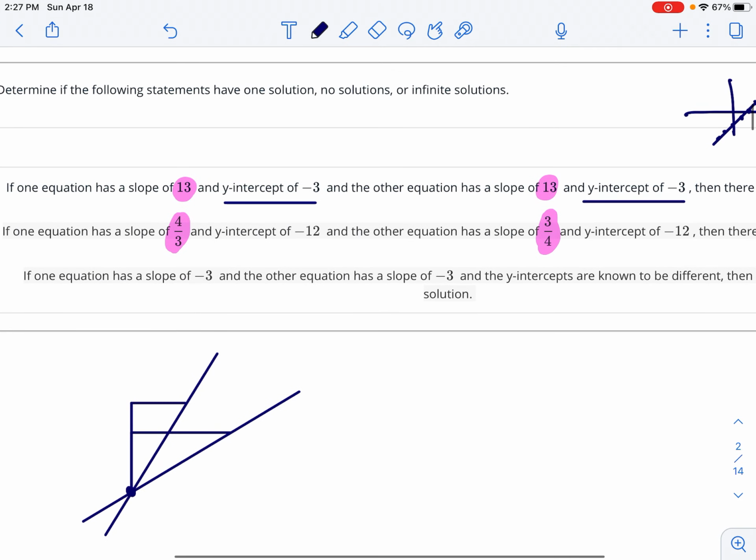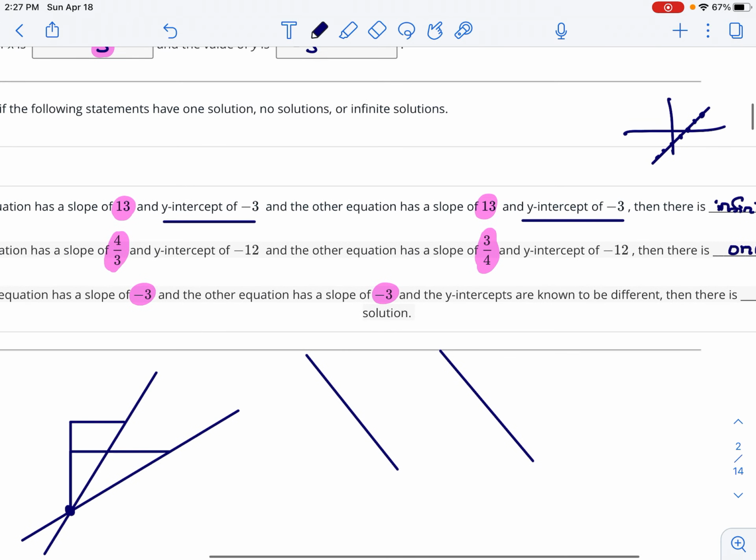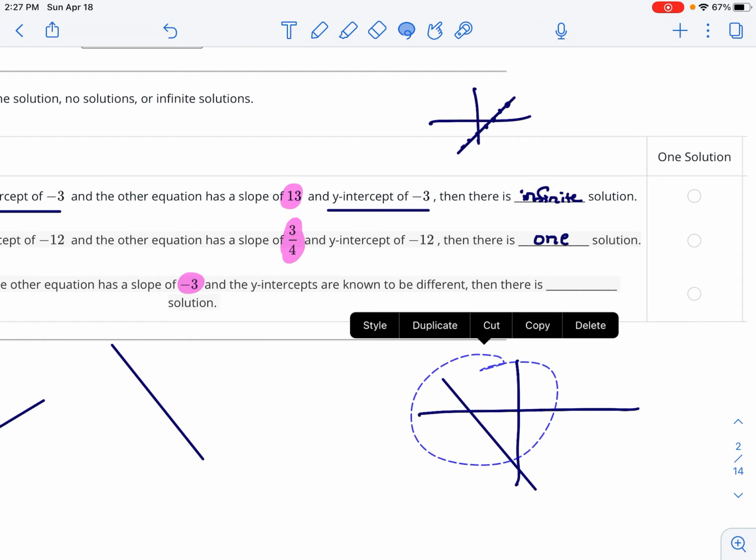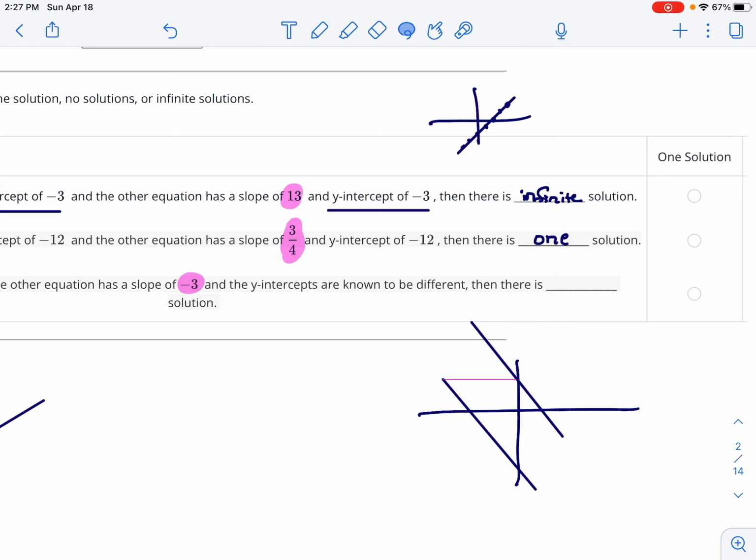So this last one, we are given a problem that has a slope of -3 and another one that has a slope of -3. So they are both decreasing at the exact same rate. The y-intercepts are known to be different. So don't even bother to tell us what they are. But wherever one of these crosses the y-axis, the other one is just somewhere else, which means these lines will never cross. There is no solution to this last one.